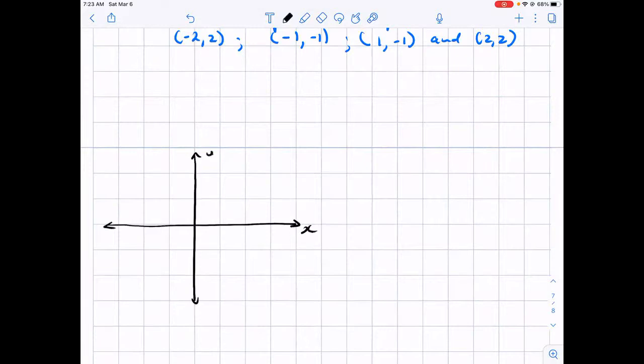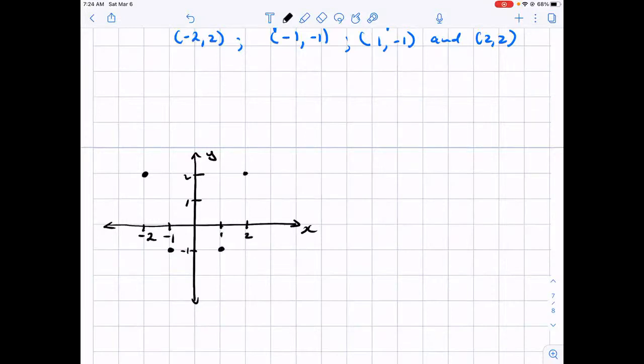So this is x and that's y. So 1, 2, -2, 1, 2. So -2, 2 can be here. -1, -1 can be here. Okay. Then 1, -1 is here, and 2, 2 is there.